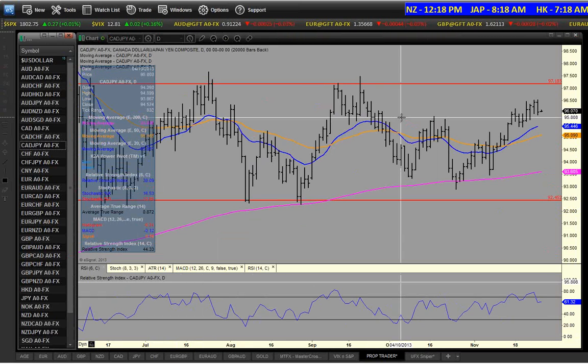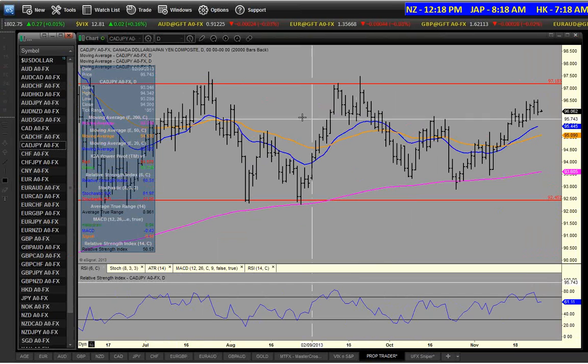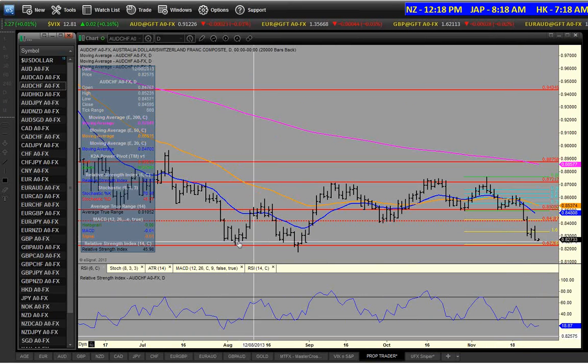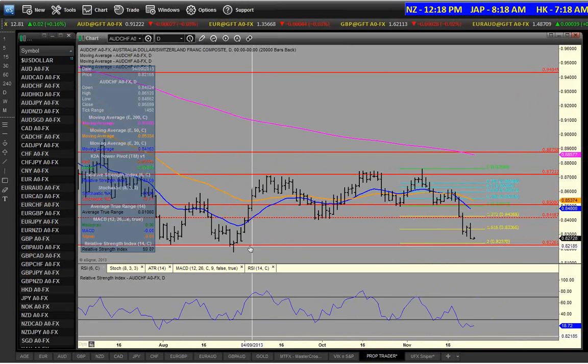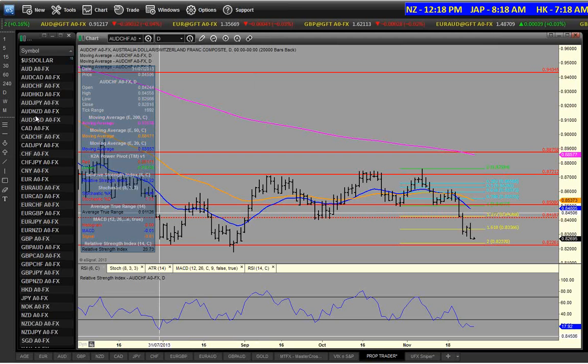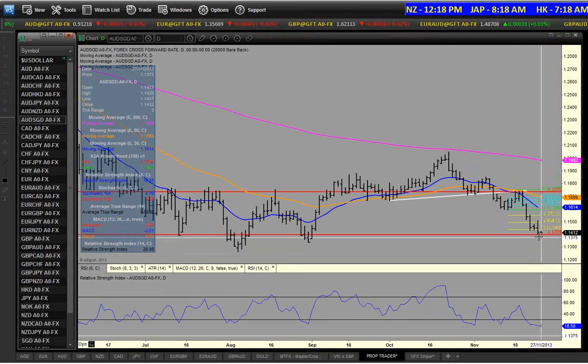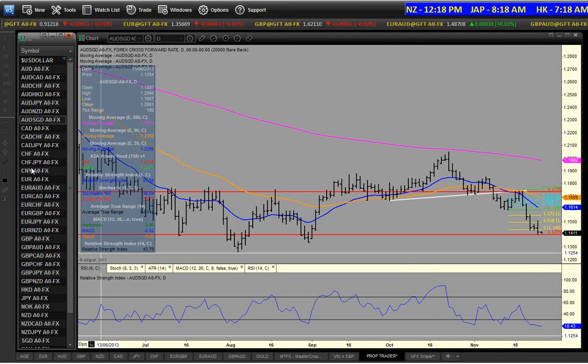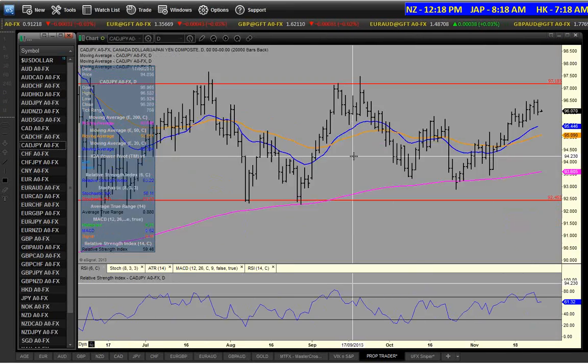CAD Yen. Oh, sorry. There's Aussie Swiss. It has weekly support at current price. Yeah, there's that one there. There's big support. 82.26 is what I've got as large support. And Aussie Sing is also right on support. So there's a couple of those. We just need to see price action. CAD Yen. Yeah, look, boring. Don't want to play on that.